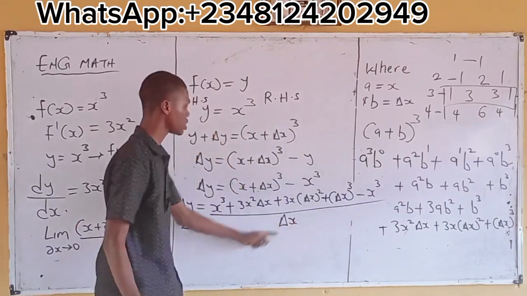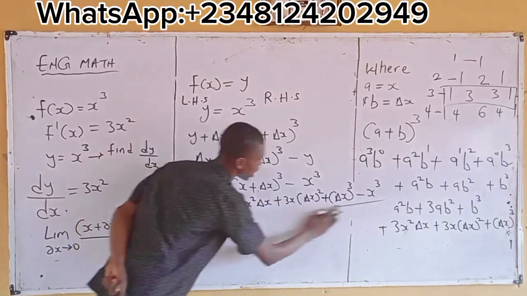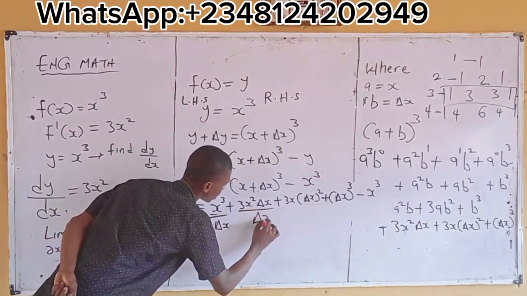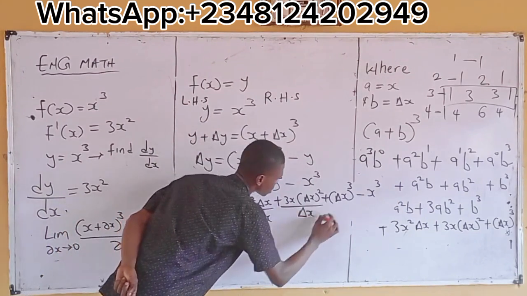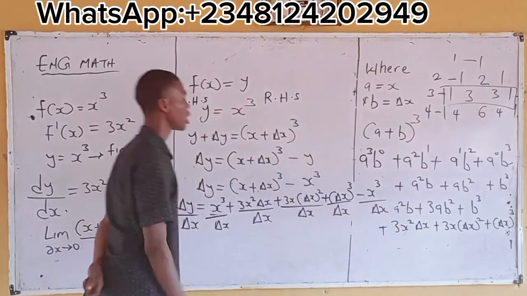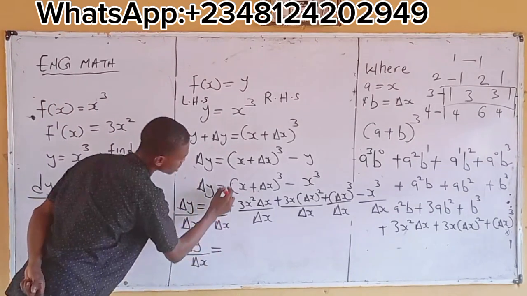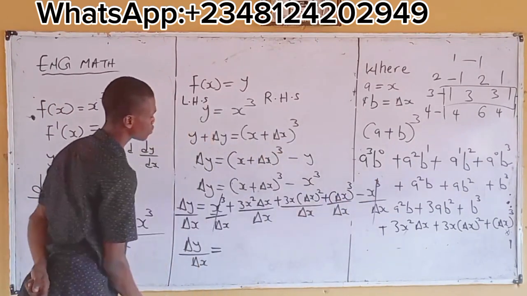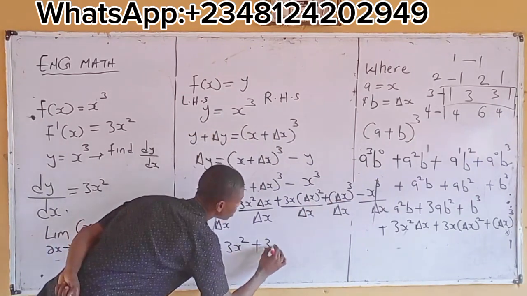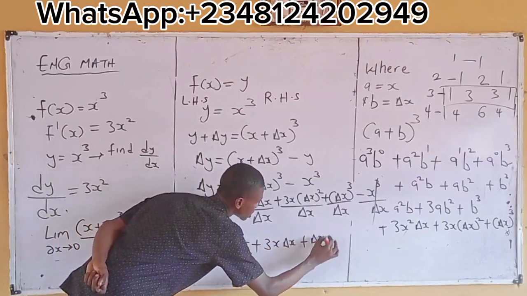And from fractions, change in x will affect each term individually, right? So let's do that. Meaning I have all divided by change in x, this divided by change in x, this divided by change in x, and this divided by what? Change in x, right? From here, I'm left with change in y over change in x. So this cancels this, right? So I'm left with what? 3x squared plus 3x change in x, right? Plus change in x squared.